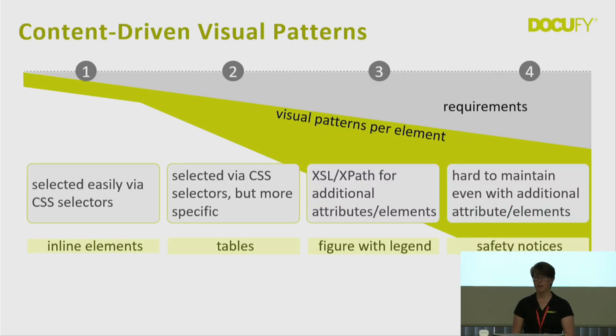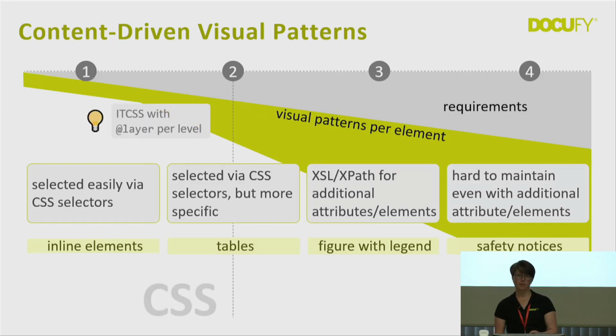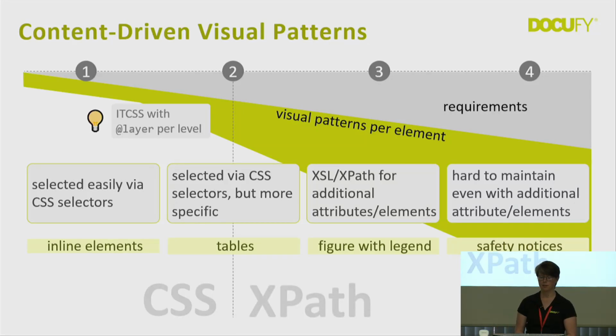So for a certain size, a pure CSS solution is really possible, and SCSS can aid with that. Maybe if you want, you can even add cascade layers with ITCSS if it helps your structure. But as soon as selectors become more specific, XPath offers more possibilities and helps to keep CSS simple.